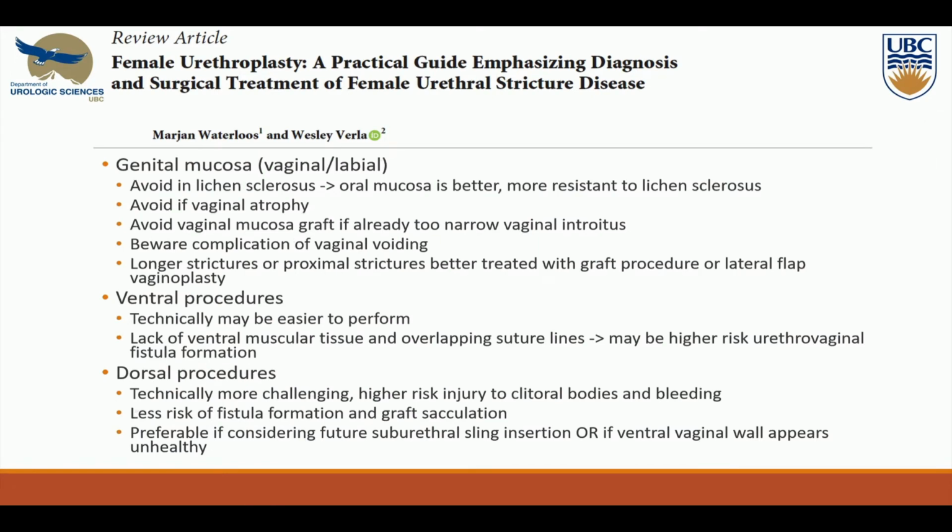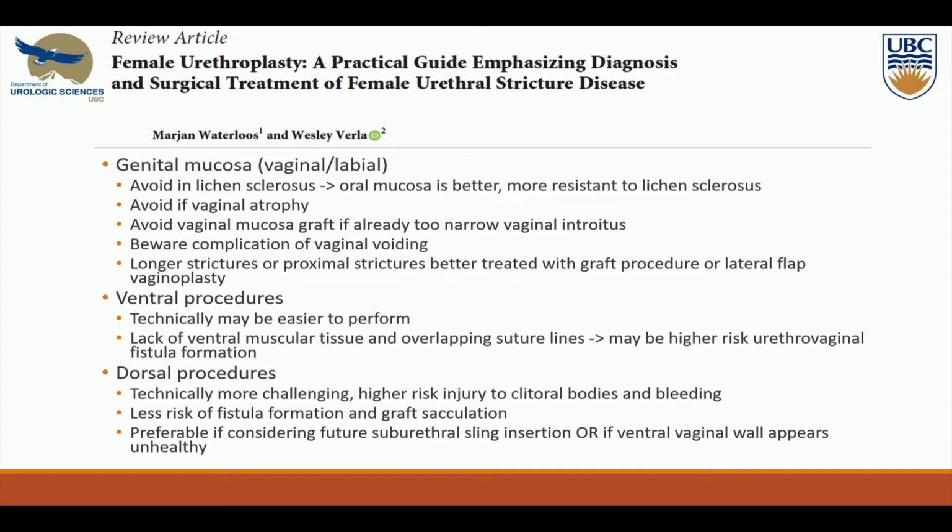So in general, when you are using genital mucosa, if you have patients with lichen sclerosis or severe vaginal atrophy, you probably want to avoid using these vaginal flaps. Oral mucosa tends to be much better and more resistant to lichen sclerosis. If you have a very narrow vaginal introitus, you probably want to avoid vaginal mucosa graft. And again, you want to be aware of this complication of vaginal voiding because it is quite bothersome for patients.